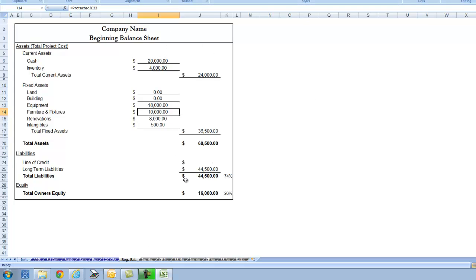So this first one is the beginning balance sheet. You can see the cash on hand of $20,000, the inventory of $4,000. The equipment, furniture, fixtures, renovation, and tangibles. Those were all from that assets placed into service and startup cost tab. And then we go down here to liabilities, which is the line of credit, and then the cash that we put into the company plus the investment from the landlord. Those all come from the funding tab, and then again the assets placed into service are part of that built-in equity in the company.